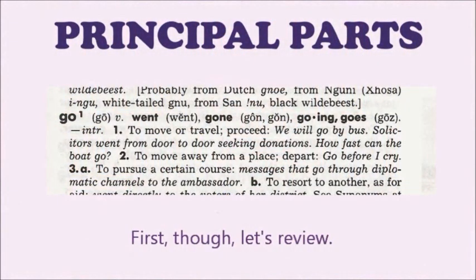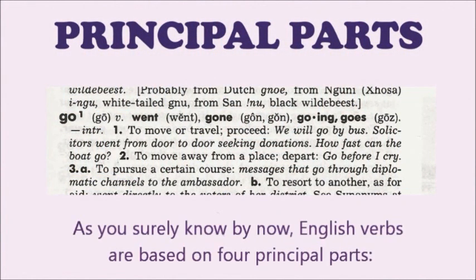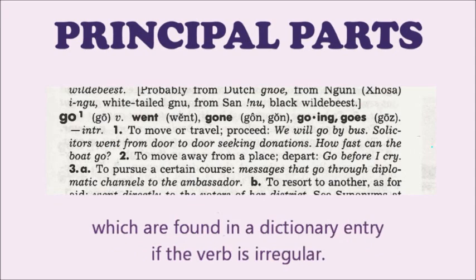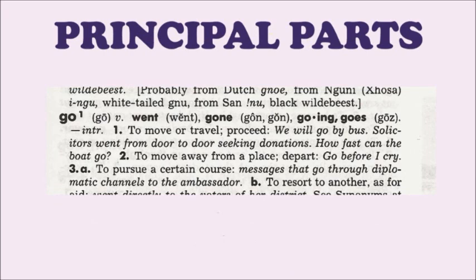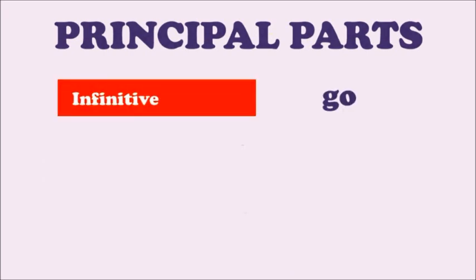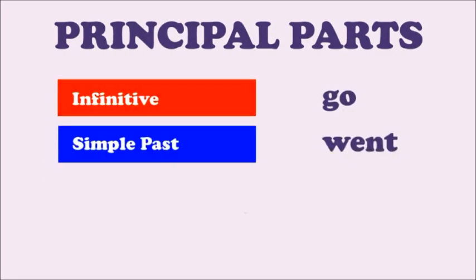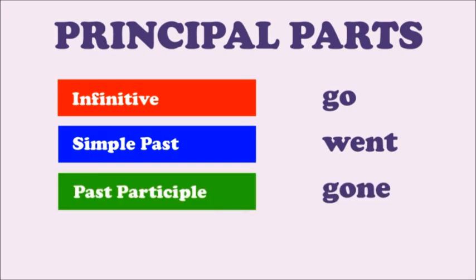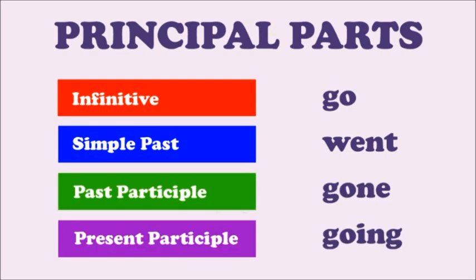First, though, let's review. As you surely know by now, English verbs are based on four principal parts, which are found in a dictionary entry if the verb is irregular. The infinitive, the simple past, the past participle, and the present participle.